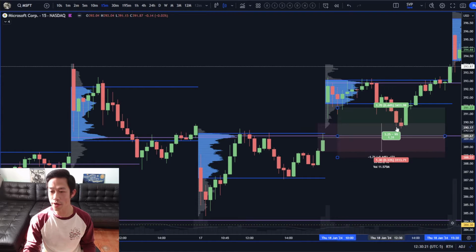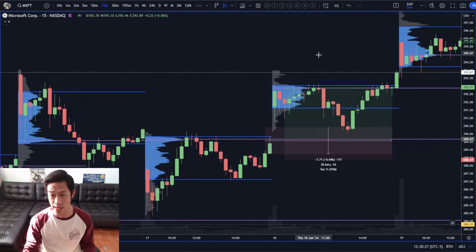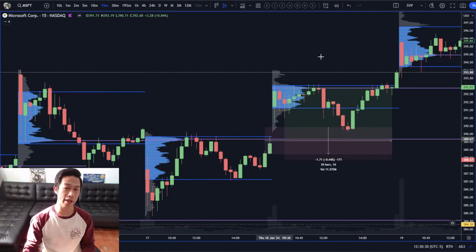You would have gotten one fill hypothetically. Take your profits no later than the open. Take your profits no later than the developing value area high of the day, and then look to hold the rest and see if that's the daily high or low.